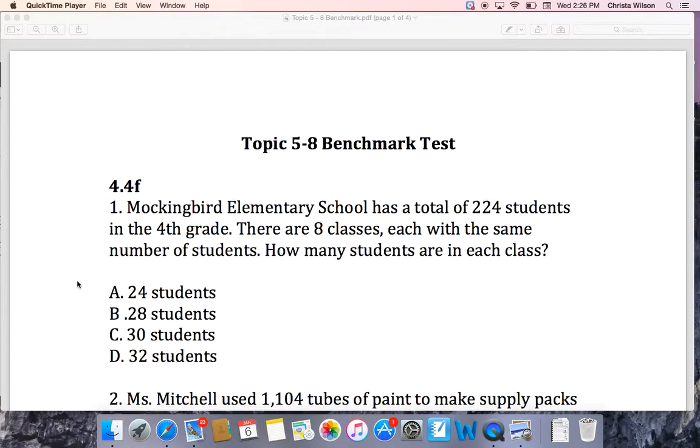Topic 5 through 8 benchmark test. First question. Mockingbird Elementary School has a total of 224 students in the 4th grade. There are 8 classes, each with the same number of students. How many students are in each class? A. 24 students. B. 28 students. C. 30 students. D. 32 students.